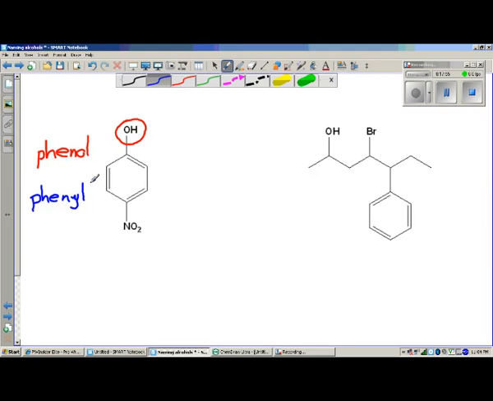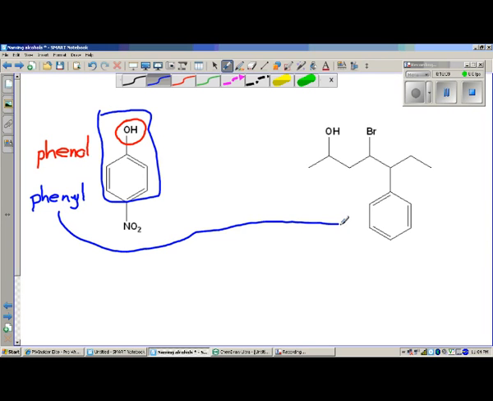Now these two actually mean 2 different things, and they are not interconvertible, okay? Phenol is this, benzene ring with an OH on it. Phenyl, on the other hand, and this is really important, a phenyl is when you name a benzene ring as a substituent in a molecule. 2 big differences.